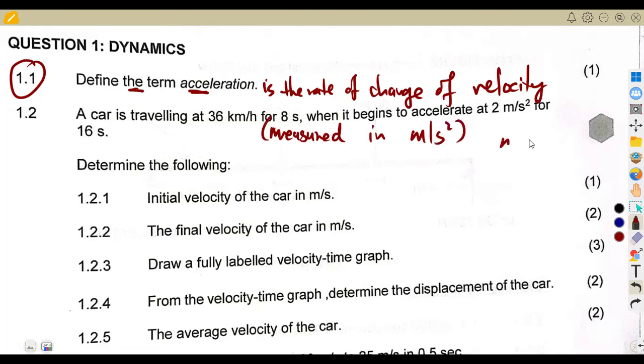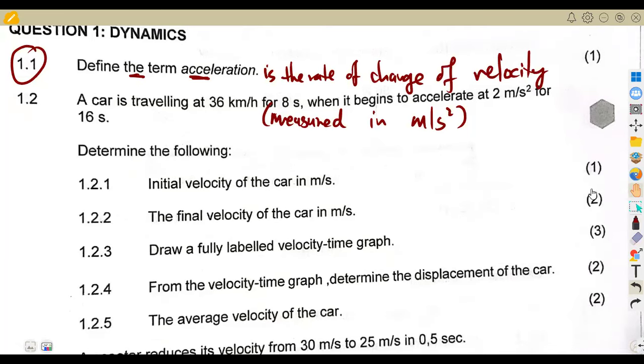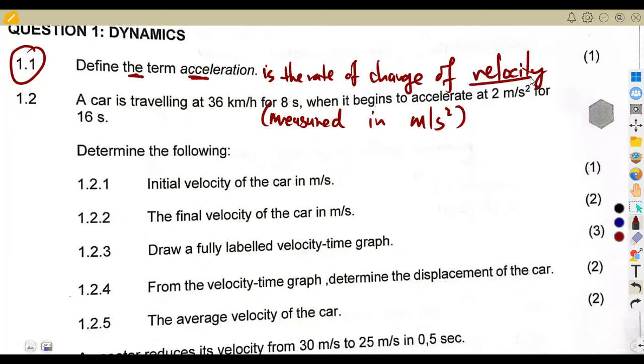You can write this as meters per square second this way, or that way. It's one and the same thing. That's how you can present the meters per square second concept, but you can even leave it like that. So that's acceleration for you. Whereas velocity is the rate of change of displacement, and they can ask you this. It is measured in meters per second. You're supposed to know that.